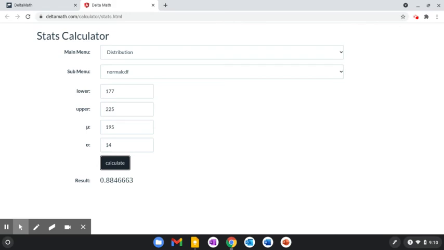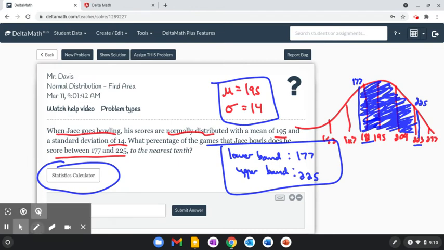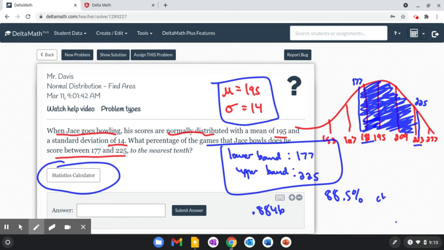All right, so what this is saying is there is basically, let me go ahead and flip the other one. 0.8846. This is essentially saying there's an 88.5% chance of bowling between 177 and 225.